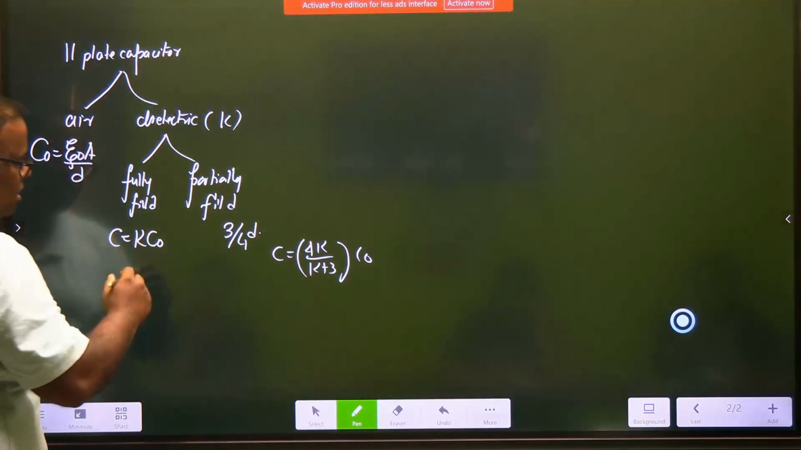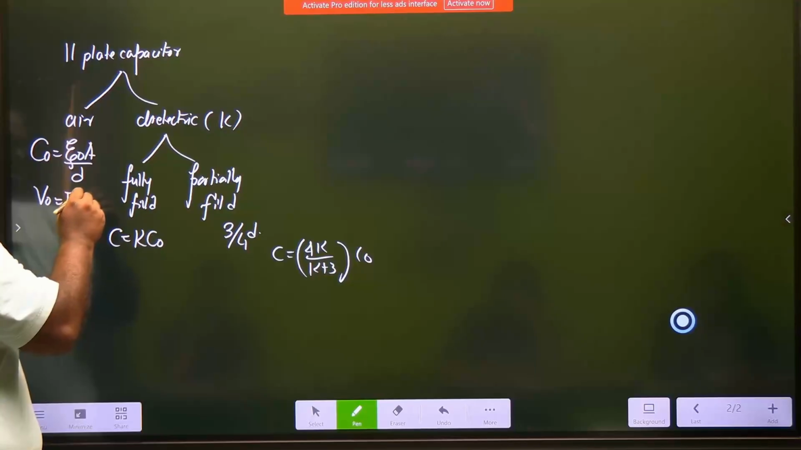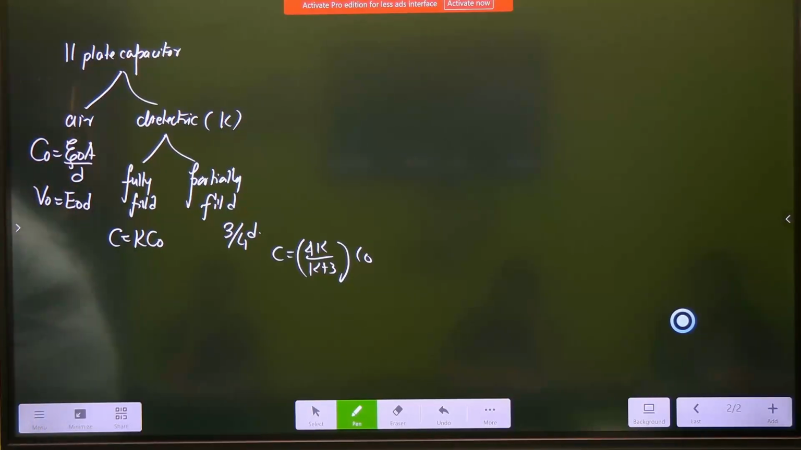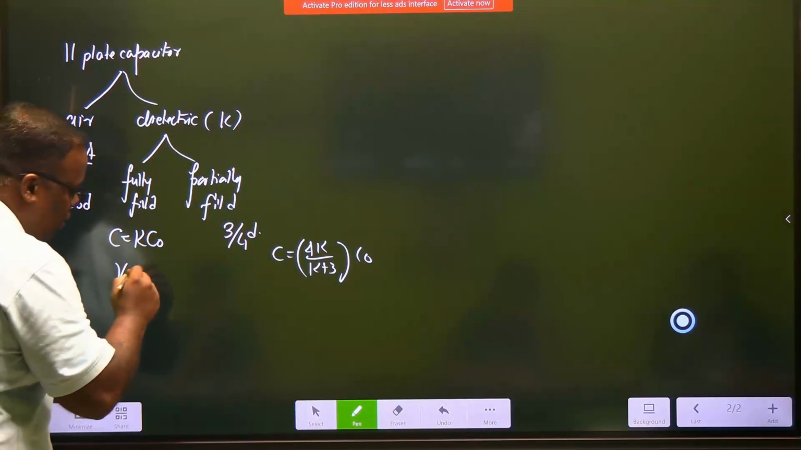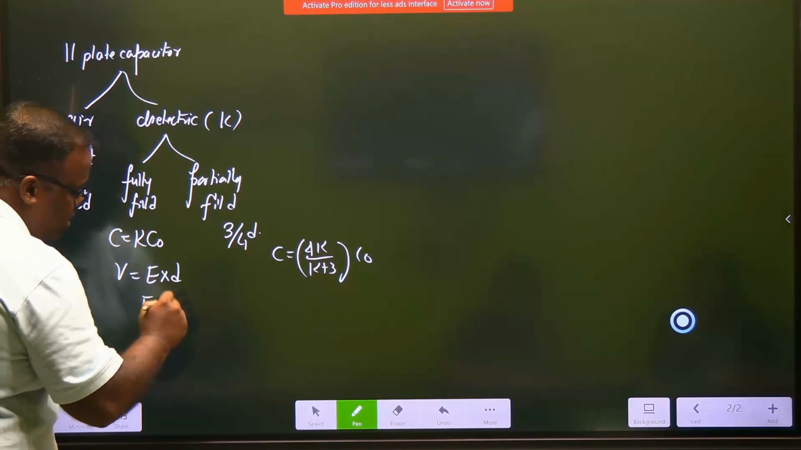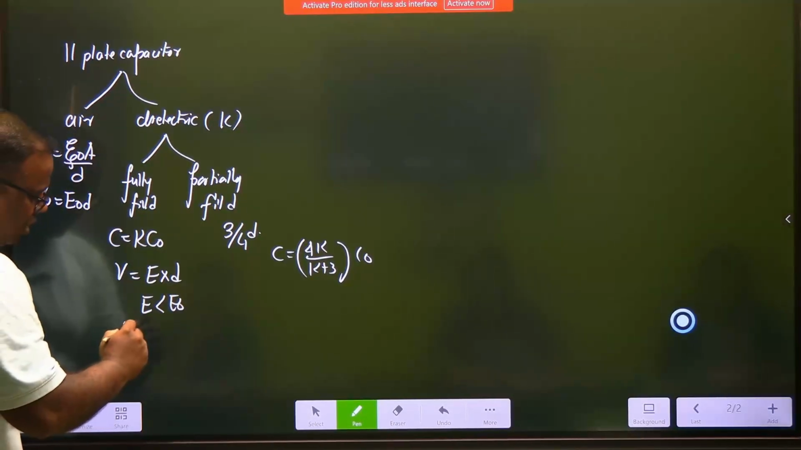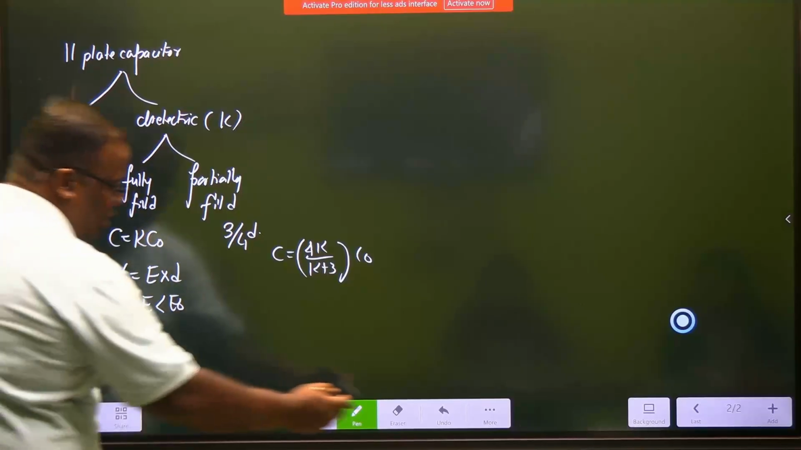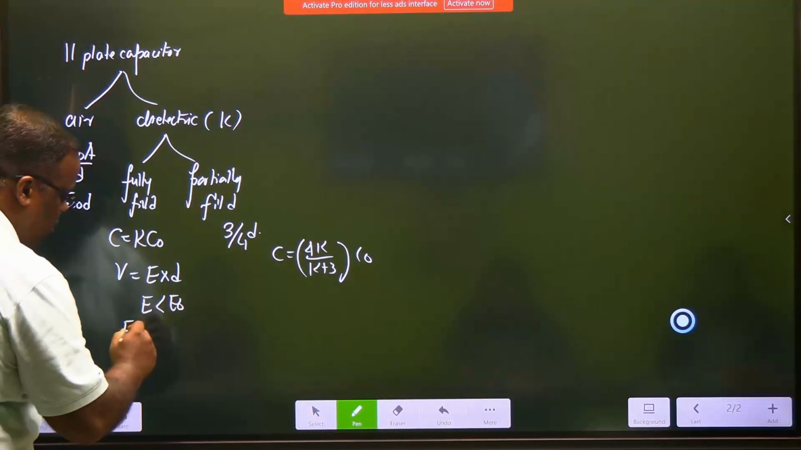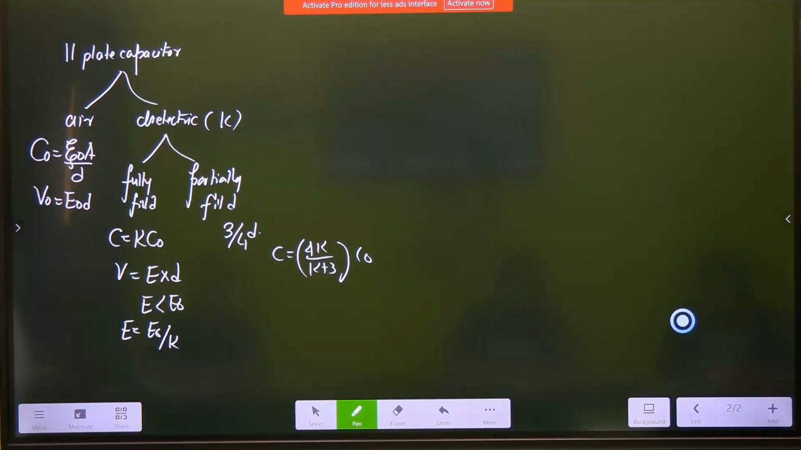In this case, my voltage V naught for air will always be the electric field E naught multiplied by D. Understood? In this case, my voltage V will always be E multiplied by D, where E is less than E naught. And E is always E naught divided by K. Is this clear? K is greater than 1.